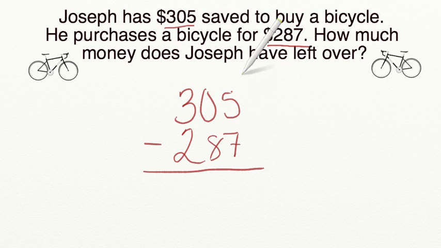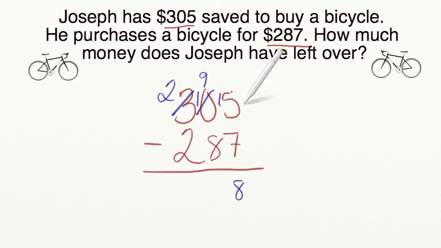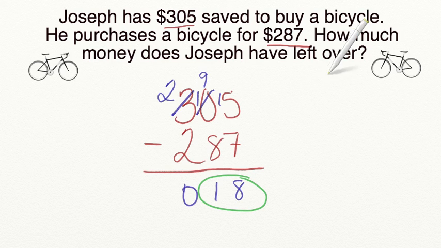All right, let's get started. Our first step is to subtract our ones place. Now we can't subtract 7 from 5, which means we need to regroup our tens place. But we have 0 tens, so we need to move all the way to our hundreds place and regroup one of our hundreds into 10 tens. Now we can regroup our tens into 10 ones. 15 minus 7 equals 8. 9 minus 8 equals 1. And 2 minus 2 equals 0. So that means that we have $18 left. So how much money does Joseph have left over? He has $18 left over.